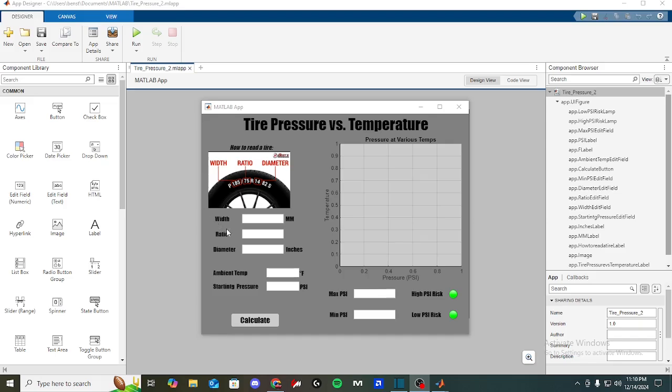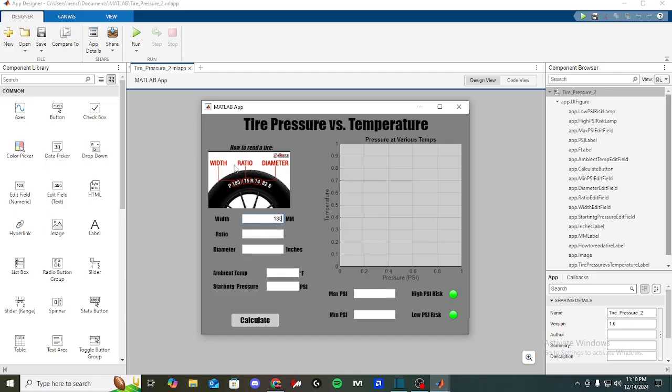To use the application, first we will look at this picture. It will show you how to read the side of your tire to get all 3 of these dimensions. The first one is your tread width or tire width, and this is measured in millimeters. So 185 millimeters is the width of this tire. In this case, you would type in 185 millimeters.